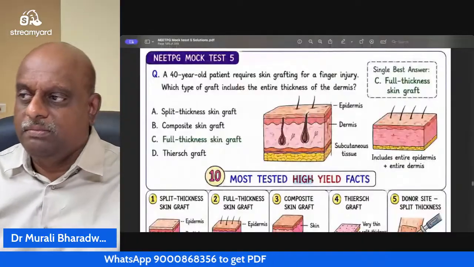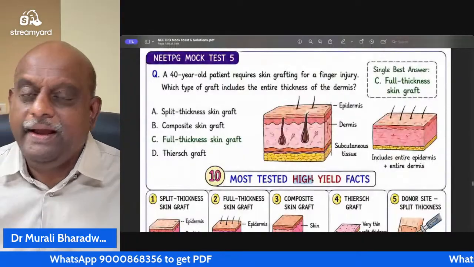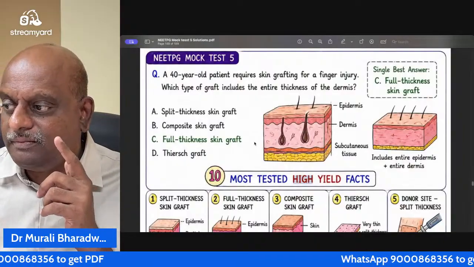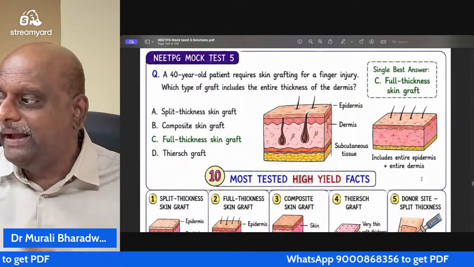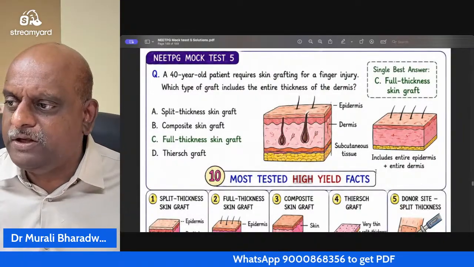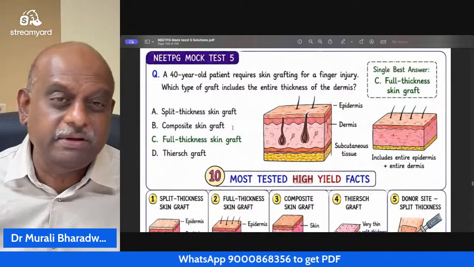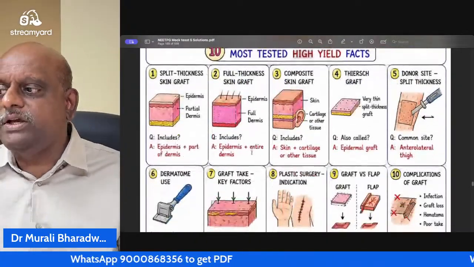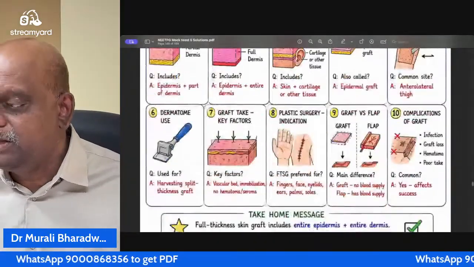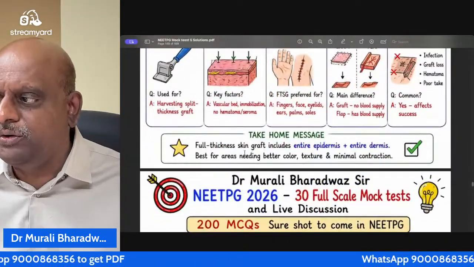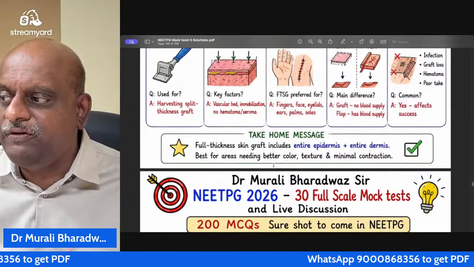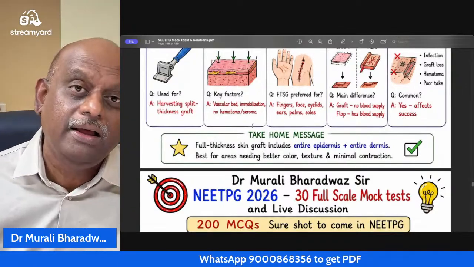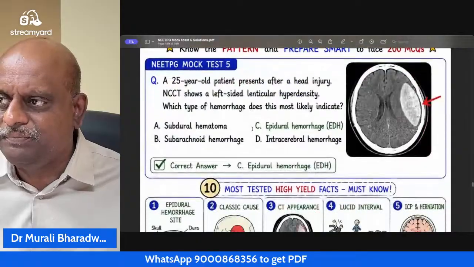Now, whenever there is a finger injury, then entire epidermis plus entire dermis, full thickness skin graft is the one which is basically preferred. So once more, the types of graft, where do you do? So best areas which need better color, texture and minimal contraction, we do the full thickness skin graft.